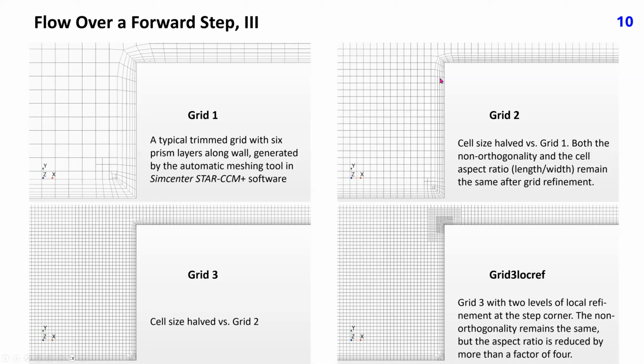after grid refinement. In grid 3, the cell size is again halved relative to grid 2. This grid is identical to grid 3 except for 2 levels of local refinement at the step corner. The non-orthogonality remains the same, but the aspect ratio is reduced by more than a factor of 4. Prism layers with this feature are encountered in most engineering applications of CFD using automatic grid generation.